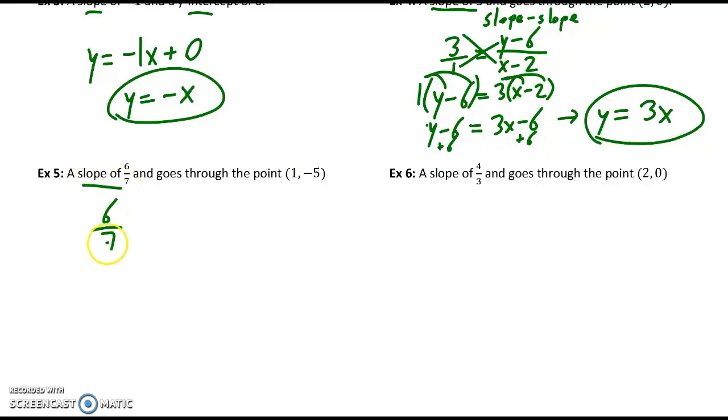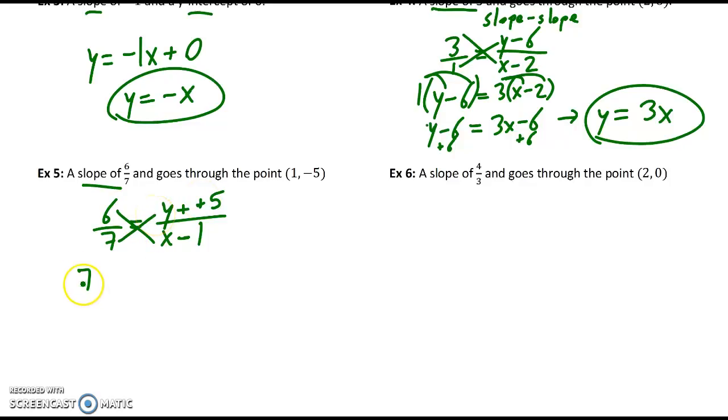So 6 over 7 equals y minus over x minus. Y minus over x minus. My y-coordinate's negative 5. My x-coordinate's 1. Some of you are probably already saying in your head, switch, switch, Mr. Cruz, right? Minus and negative, switch, switch. And then now cross multiply.